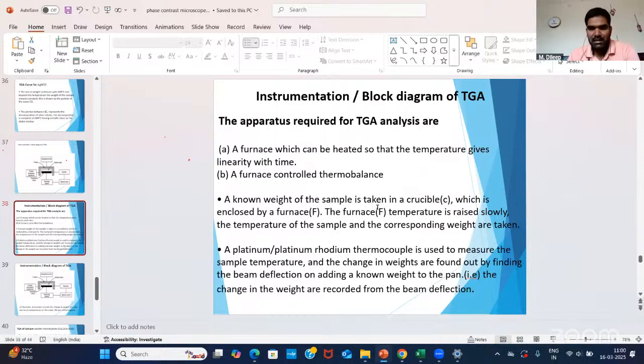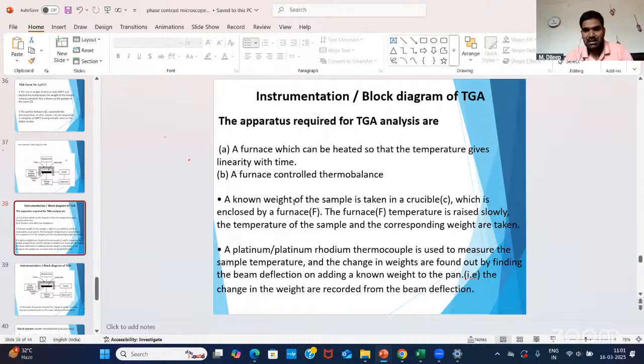A known weight of the sample is taken in a crucible C, which is enclosed by a furnace. The furnace F temperature is raised slowly. The temperature of the sample and the corresponding weight are taken. So what we will do? We'll take the sample in a crucible and keep it in a furnace, that is in the sample holder in a furnace. So the furnace temperature is raised slowly.